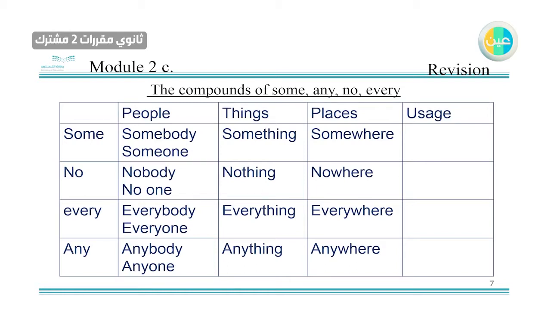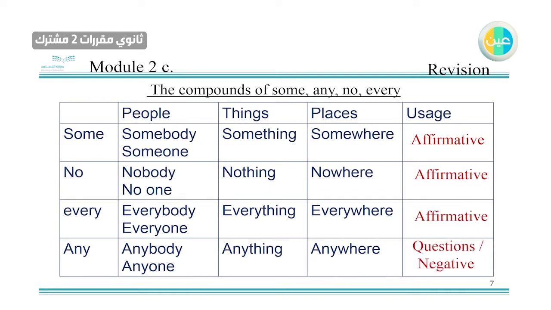How do you use it? Usually, when you use some, it's for affirmative sentences. If it's nobody, you can also use it for sentences and everybody, but be careful with anybody, anywhere, anything. It's used for questions and for negative. Okay, I'm sure it's very clear. I'm going to leave this just for a second if you want to take a photograph.